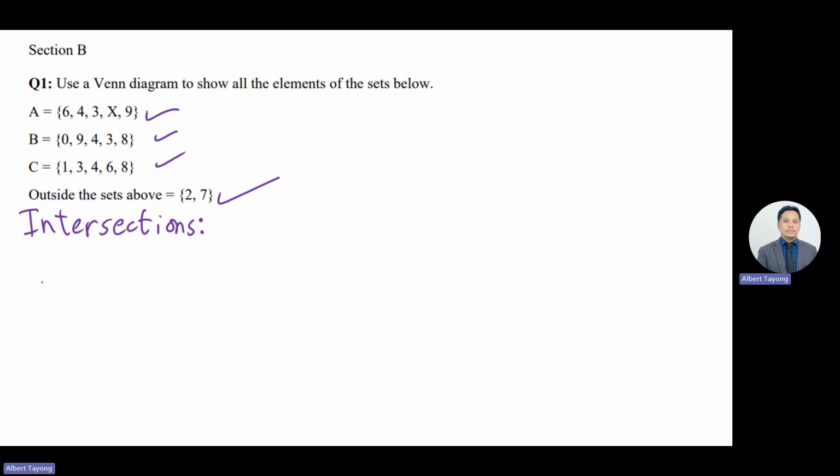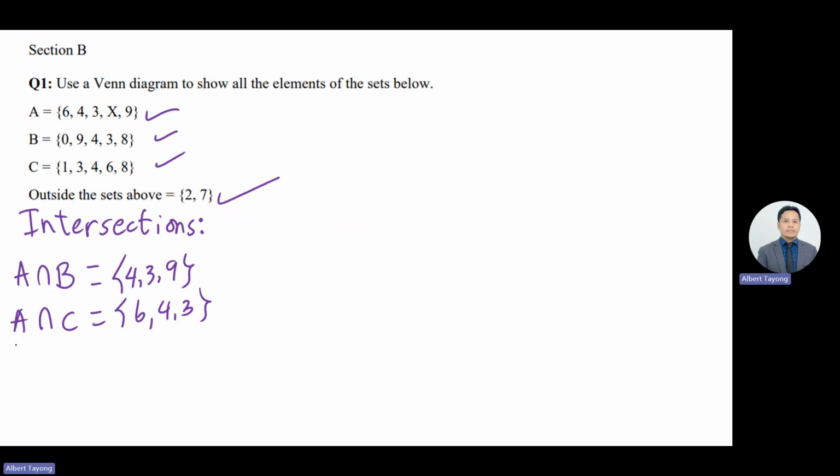Okay, so let's start with A intersection B. The common elements of A and B, 6 we don't have, 4, 3, 9 are common elements because we have 4, 3, 9 in both sets. So 4, 3, and 9. For A intersection C, we're going to look at A and C. 6 we have, 4, 3 we have. Okay, 9 we don't have.